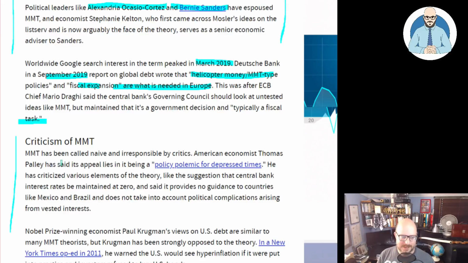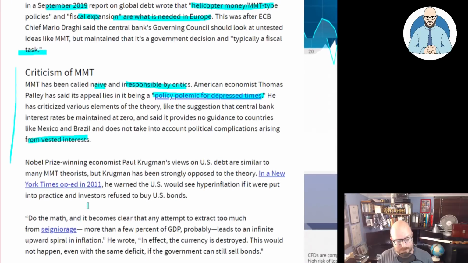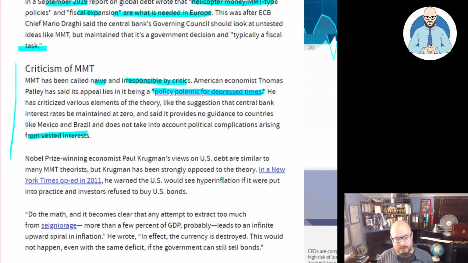Criticism of MMT. MMT has been called naive and irresponsible by critics. American economist Thomas Palley has said its appeal lies in it being a policy polemic for depressed times. He has criticized various elements of the theory, like the suggestion that central bank interest rates be maintained at zero, and said it provides no guidance to countries like Mexico and Brazil, and does not take into account political complications arising from vested interests. Nobel Prize-winning economist Paul Krugman's views on US debt are similar to many MMT theorists, but Krugman has been strongly opposed to the theory.